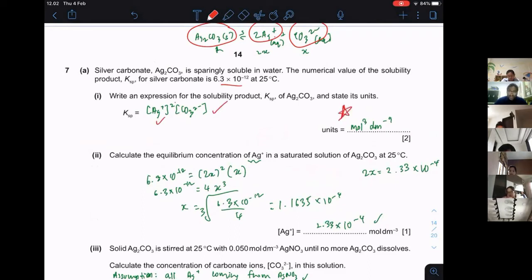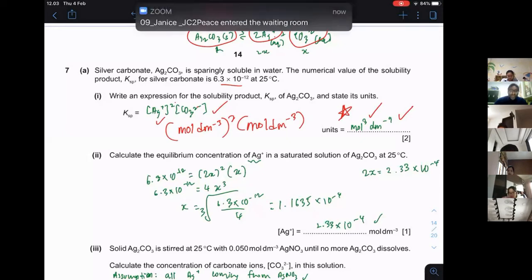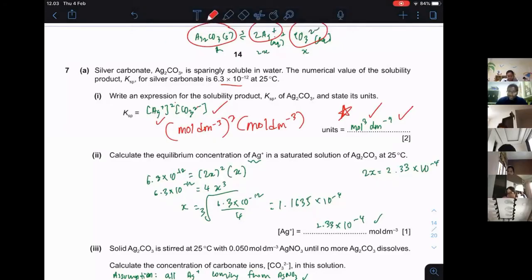This one, please check. I think the answer key is wrong, because when they say state its unit, you can see it's going to be mol dm-3 to the power of 2 times another mol dm-3, so you are going to get mol to the power of 3 dm-9. I think the answer key is slightly different. So maybe let me check whether, yeah, no, the answer key is correct. But I think one of the answer keys, last time when I checked, was actually wrong. Yeah, the previous one. So this one is actually following the answer key. So let's move on.